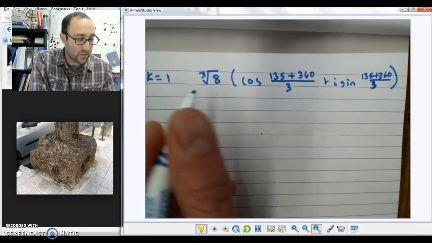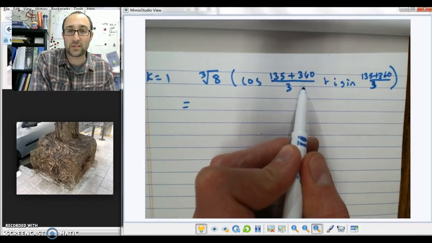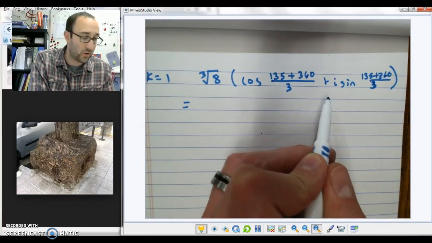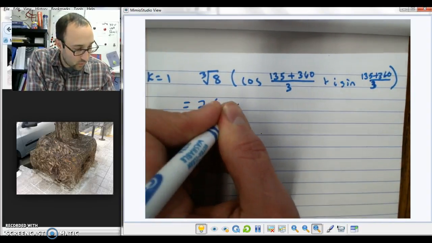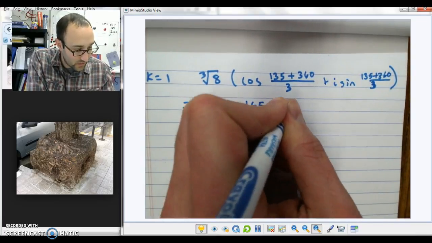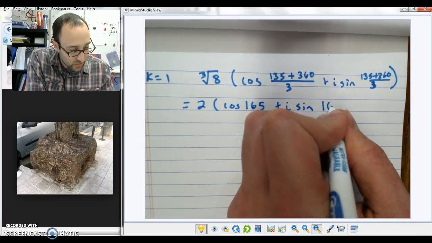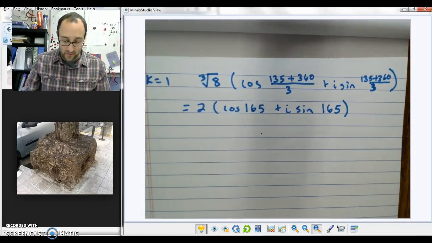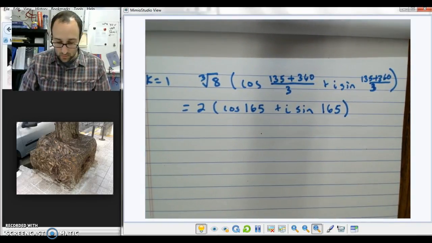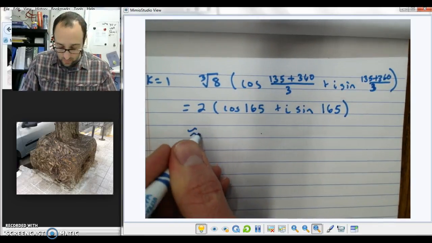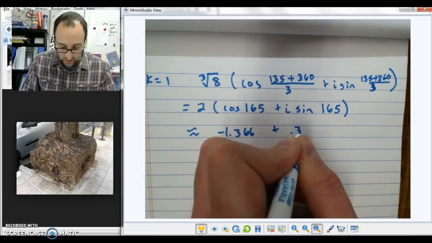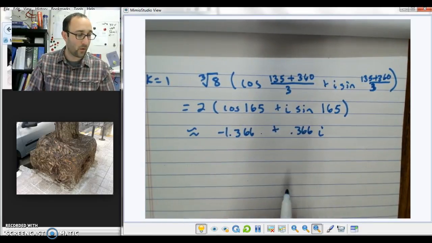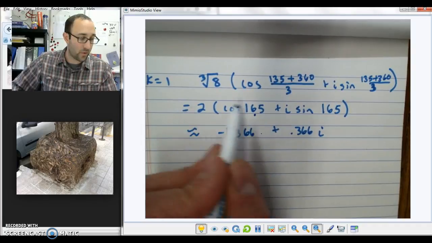Now what should happen every time is that this number, after you divide by 3, should still be less than 360. Once it gets to be more than 360, we don't need to do any more. So we have 2 of cosine 165 plus I sine of 165. And then you can go through and you can find that one. And when it is 1, you should get about negative 1.366 plus 0.366I. Okay, so if you get the cosine of that, multiply by 2, you should end up with that number.